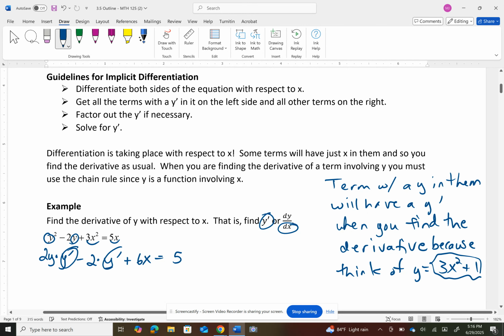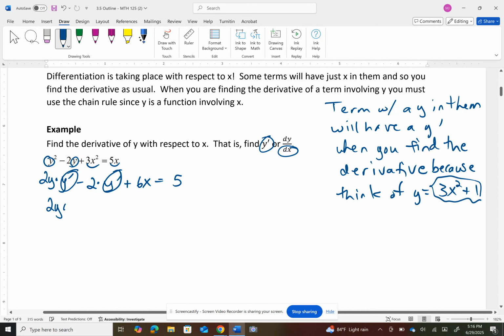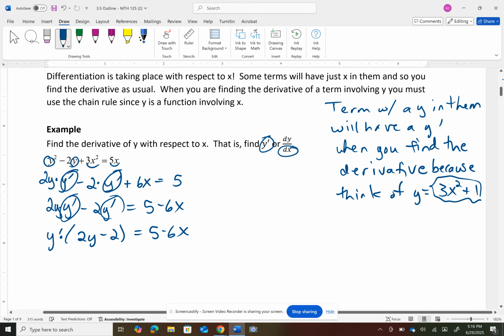Now circle the items that have the y prime in them. They'll stay where they are. So we have 2y prime minus 2y prime equals 5 minus 6x. And then that y prime can be factored out now of those two terms. It is a common factor. And then you can now get the y prime by itself by dividing by the 2y minus 2. And there you have it.